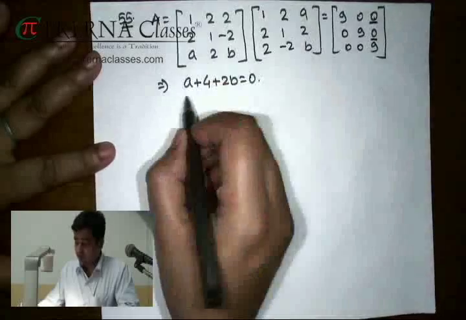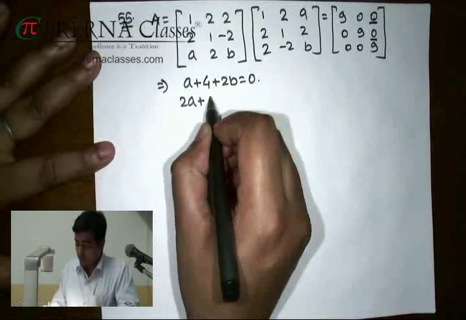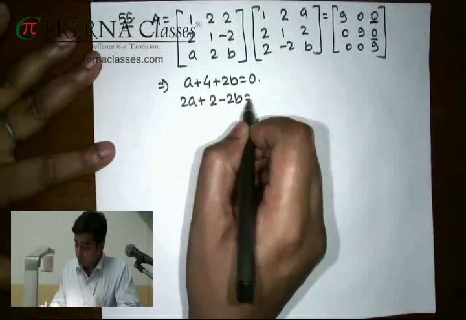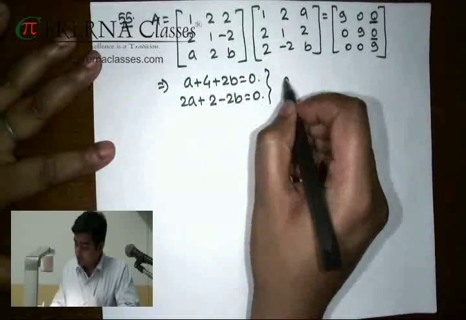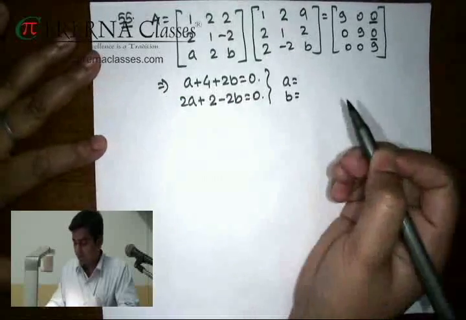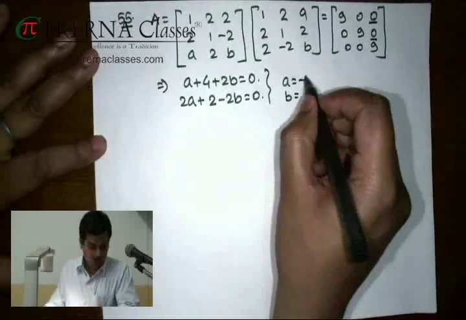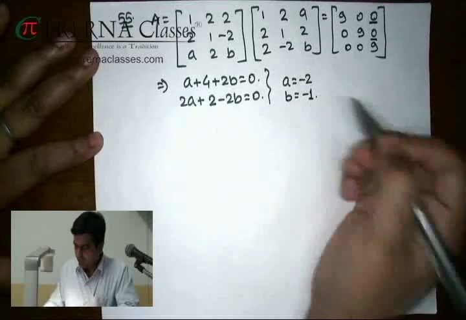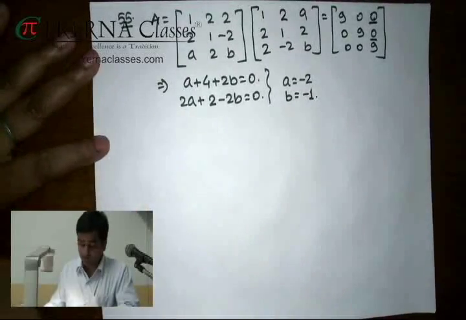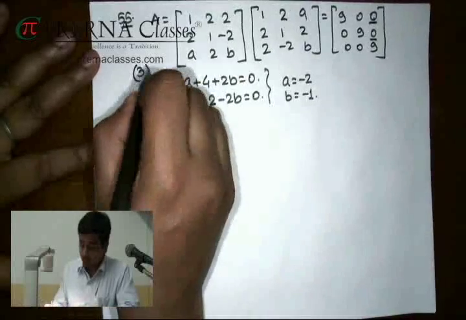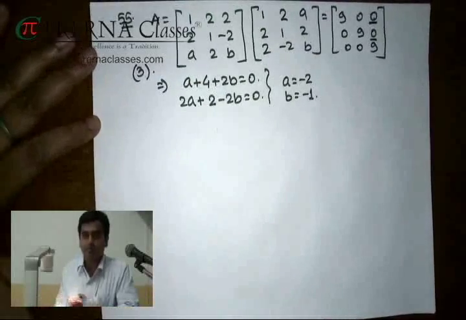Then let's go in for this one, where you can check you have 2A then plus 2 minus 2B equivalent to 0, using which you can figure out the values of A and B, and you will find that the value of A is minus 2, B is minus 1, which is matching with the option 3 of that problem.